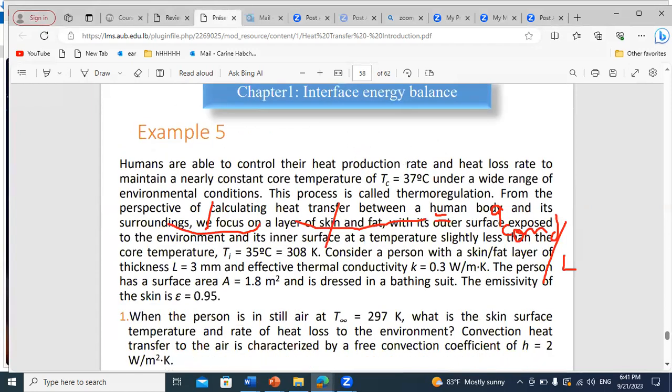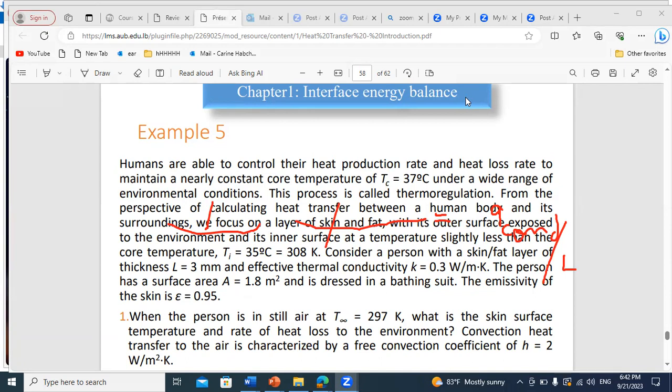Now, another problem that is a little bit related to real life, and it's very important to consider such issues, especially when we study the human body. So you know that humans are able to control their heat production rate and heat loss rate to maintain a nearly constant core temperature under a wide range of environmental conditions. This is what is called thermoregulation.